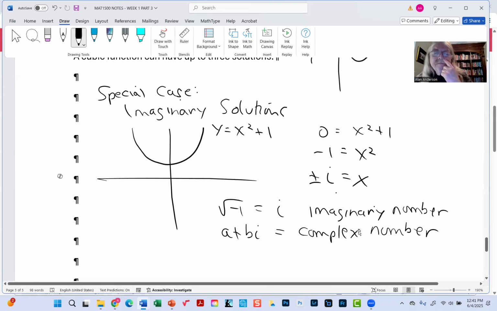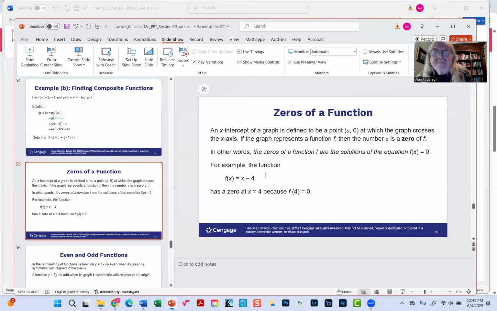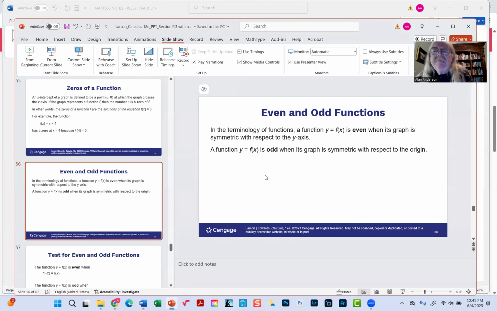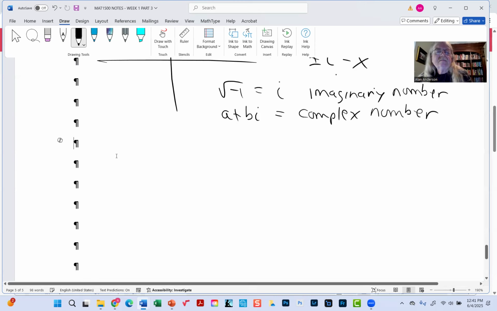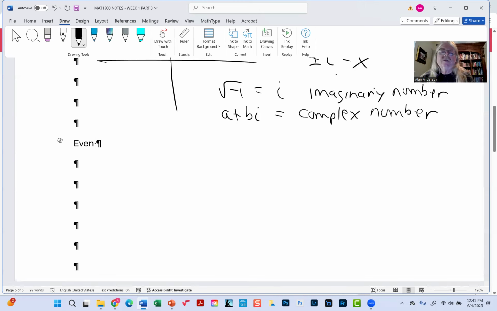But anyway, now here's another interesting set of concepts. Sometimes functions can fall into one of two categories, which are called even and odd. Now, it turns out most functions don't actually fall into either category, but how do we know the difference between the two?